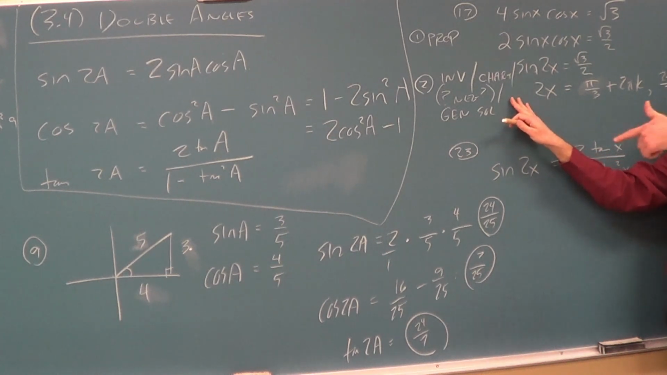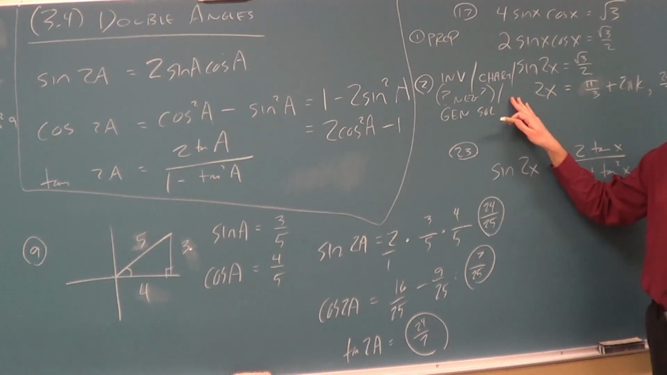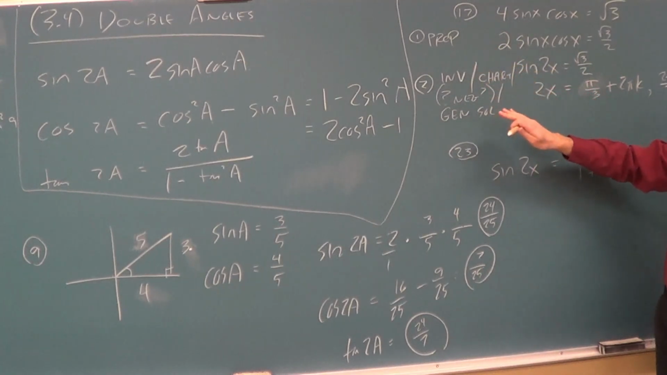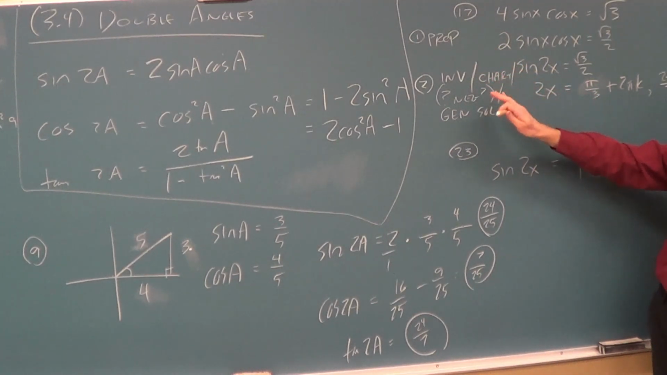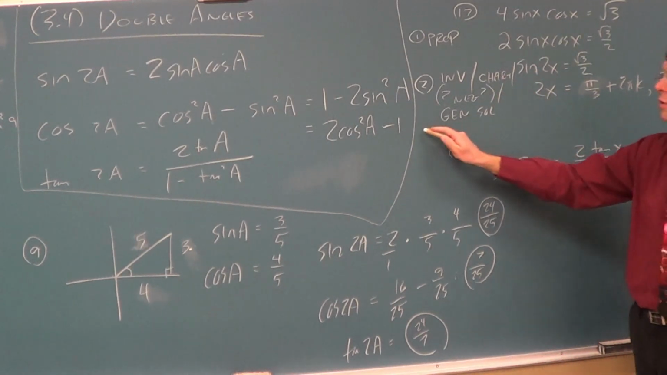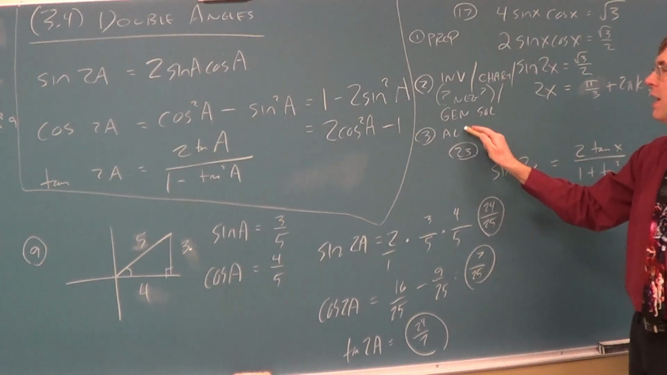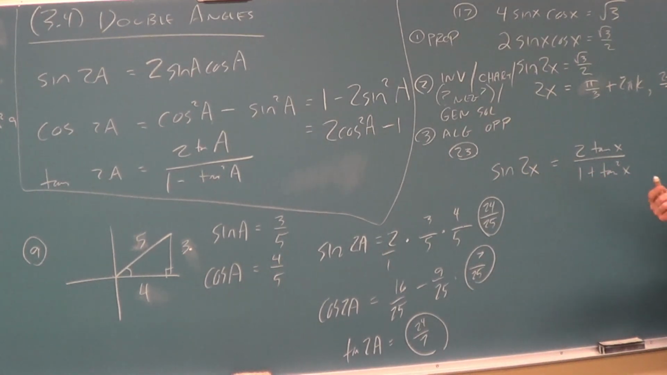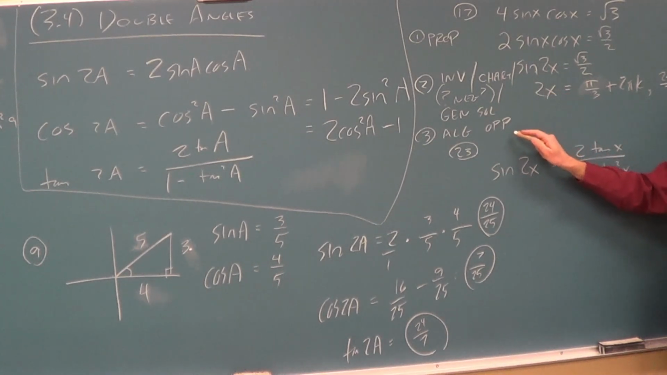mimic of what we did in 3.3. We'll do this again in 3.5. When we solve equations in any section, property recognition, then inverse works with the chart, works maybe with negatives, works with the general solutions. And then you're going to have some kind of an algebra opposite. The 3.3 lesson, you were always adding or subtracting. This, to get rid of a 2, you're going to have to divide by 2.